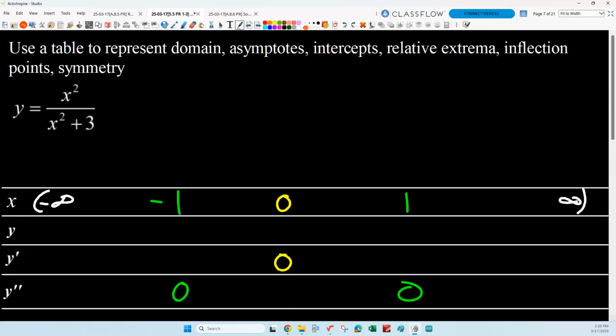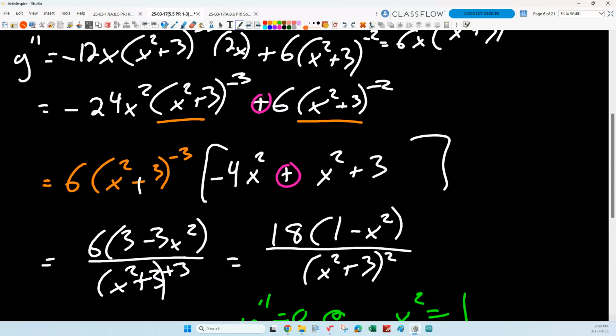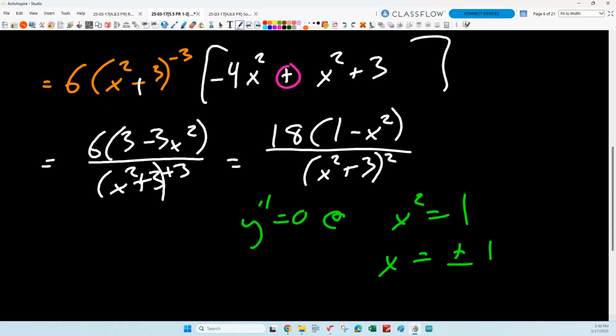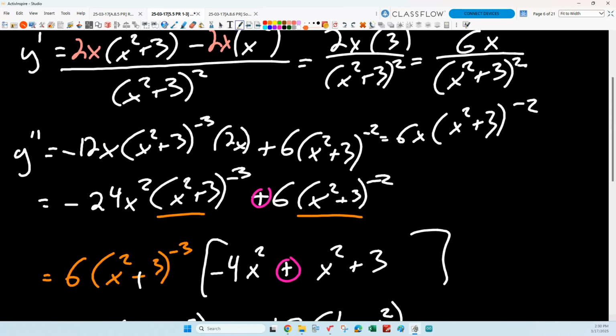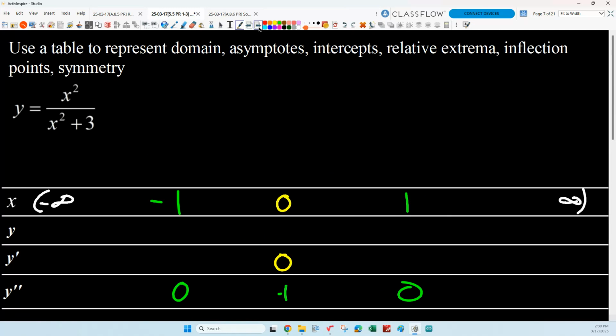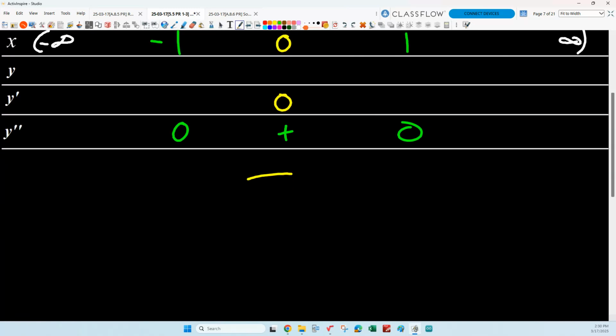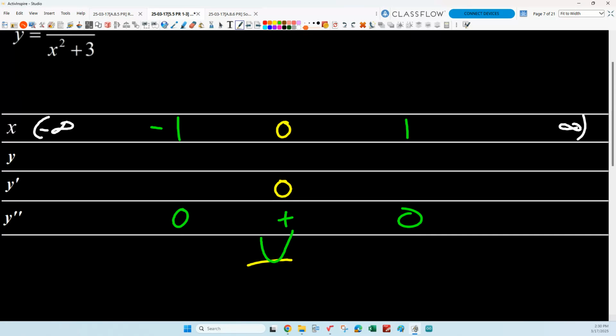So if we test 0 in our second derivative, there's our second derivative. What do we get at 0? What's the sign? Positive, right? Positive times positive over positive. And then what else would we want to do if we want to find inflection points? Good, left and right of the second derivative critical numbers.